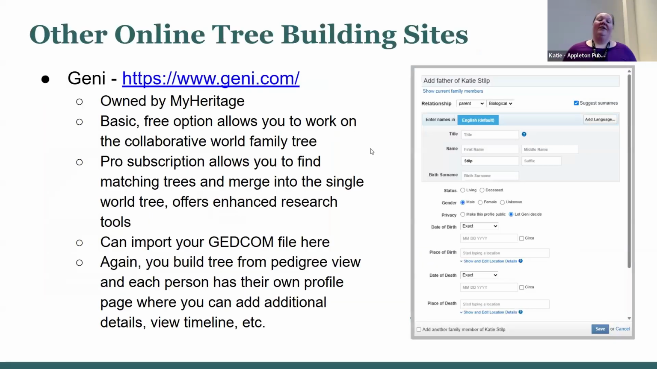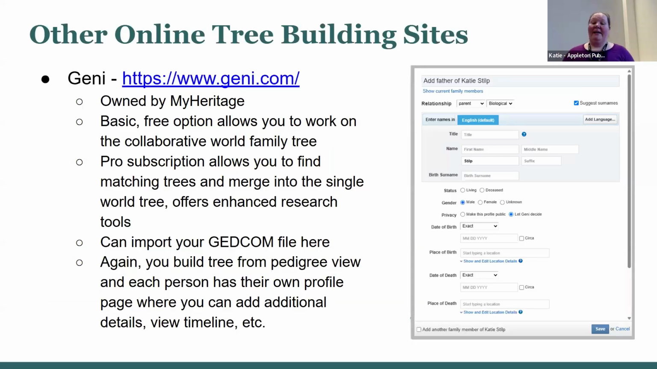A couple other tree sites. One's called Geni. It's also owned by MyHeritage. They do have a free basic option that allows you to work on a collaborative tree. So just like FamilySearch, it's one large tree that everybody can work on. But they do offer a subscription that allows you to find matching trees and to merge into that single world tree. And they give you some more research tools.